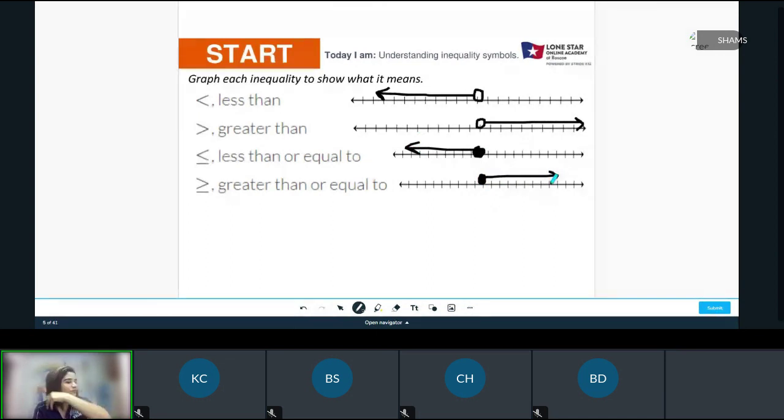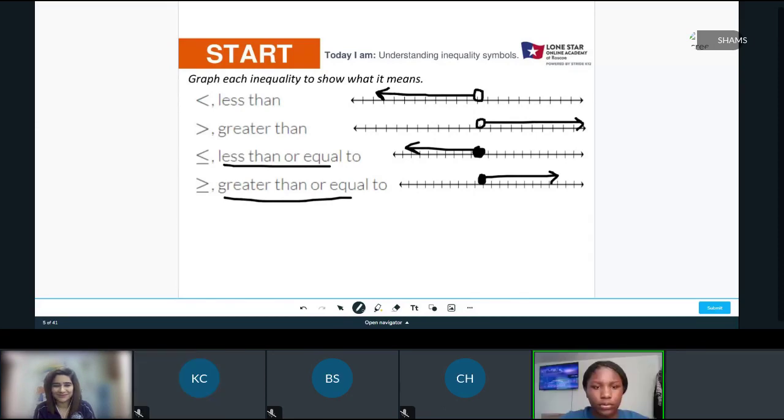Question, Aurora, is why do we have closed circles for these? Less than or equal to, greater than or equal to. Why do we have closed circles for these? Serenity, you want to hop on the mic and talk about what you wrote in the question and answer chat?